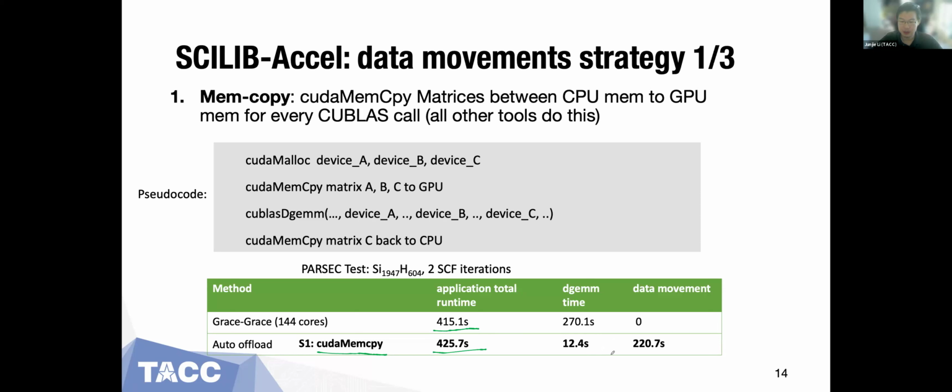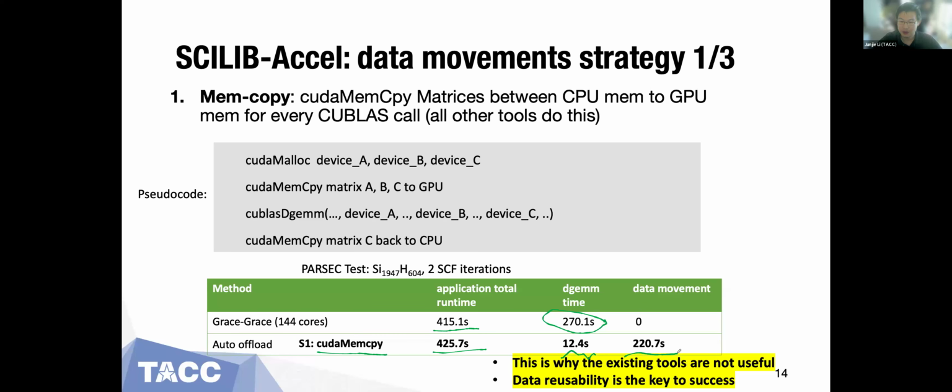But the profile is completely different, and that helps us understand better how this works. So on CPU, the total time spent in DGEMM is 270 seconds. But when you do the automatic offload with cudaMemcpy, you only spend 12.4 seconds doing the matrix multiplication, but you spend 220.7 seconds moving around the data. And this just tells us again, data reusability is really the key to success. Doing frequent copies is the reason that all the existing tools fail to be useful.